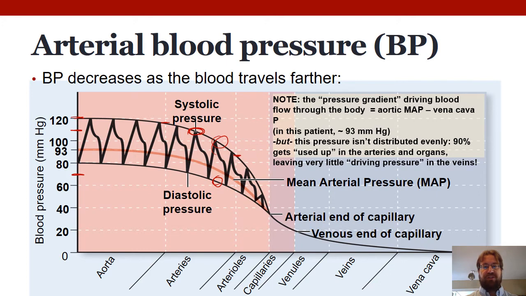Okay, pressure continues to drop as we go through the arterioles. Squeezing through all those capillaries uses up most of the rest of our pressure. And by the time we get to those veins that are driving blood back to the heart, we've lost 90% of the blood pressure.